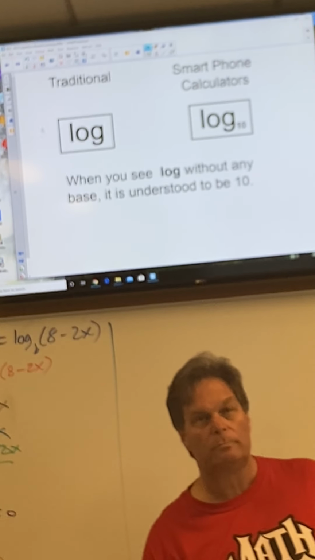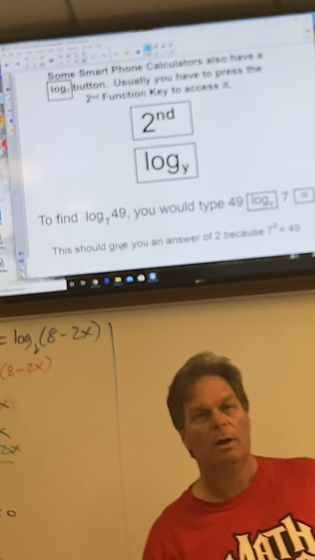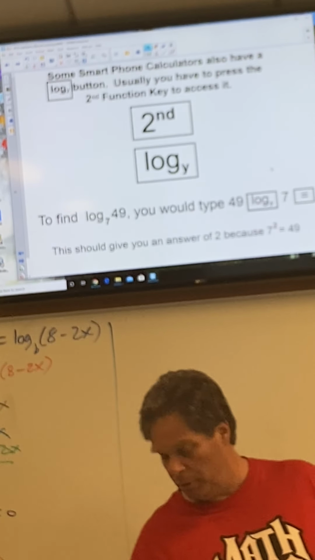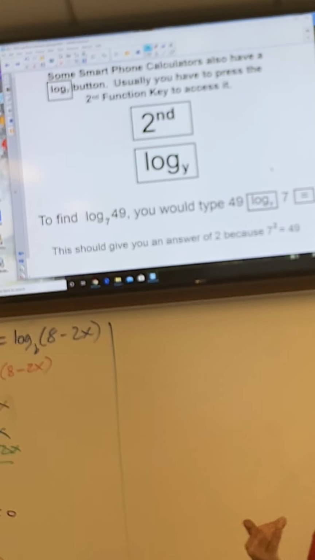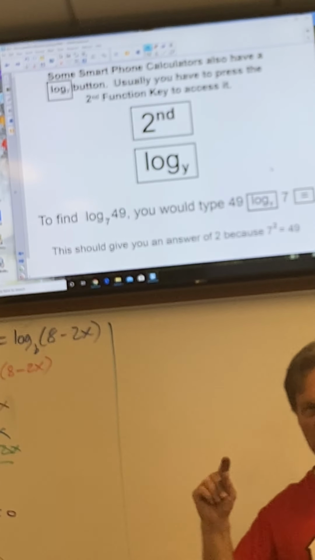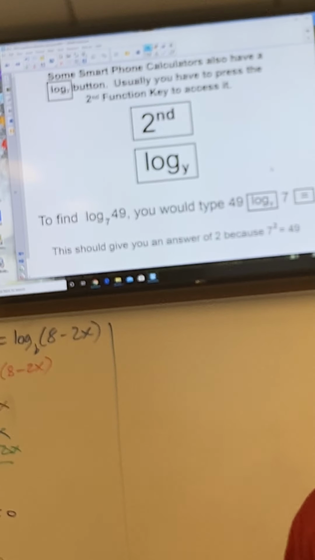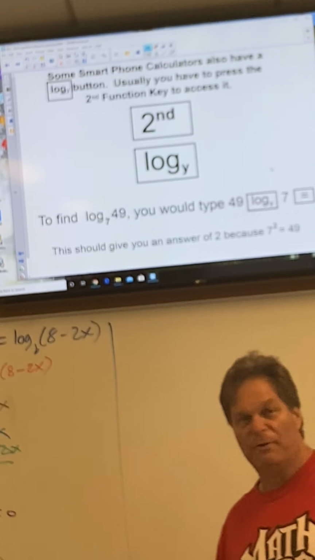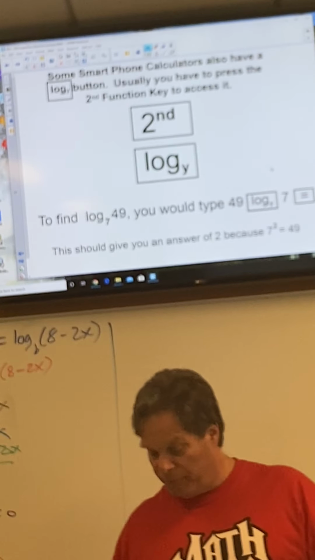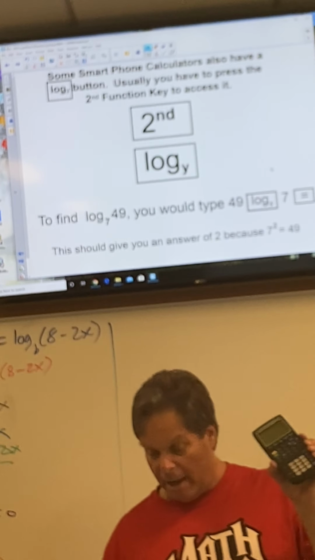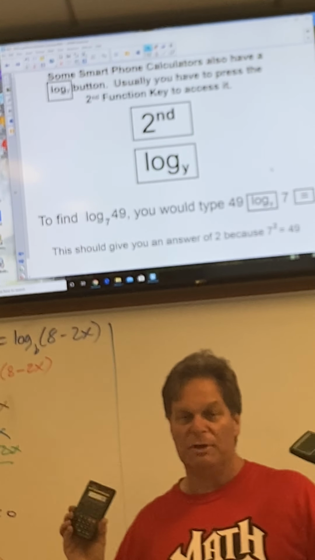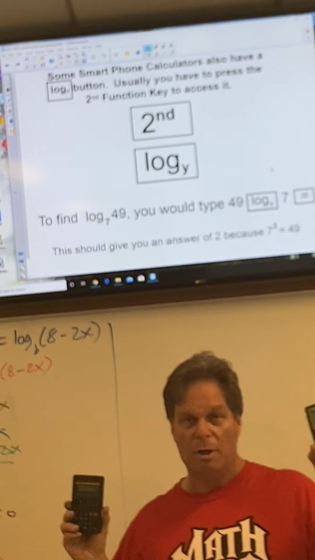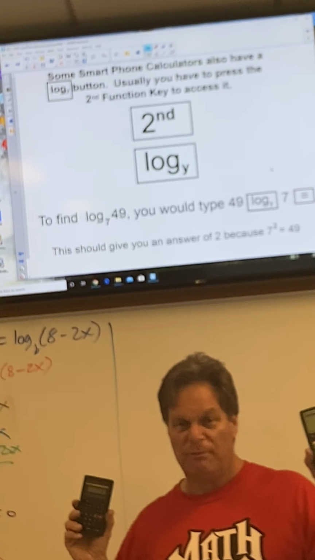Then, let's get over to this. So, this is what I just showed you also. Some smartphone calculators also have a log base Y button. Usually you have to press the second function key to access it, just like I just showed you, right? So you hit the second function key, then you'll see the log Y. So if you wanted to find log base 7 of 49, first of all, let me tell you, these calculators will not do log base 7 of 49. You have to use what's called the change of base formula, which you guys will see, in order to make these calculators figure out log base 7 of 49, right?